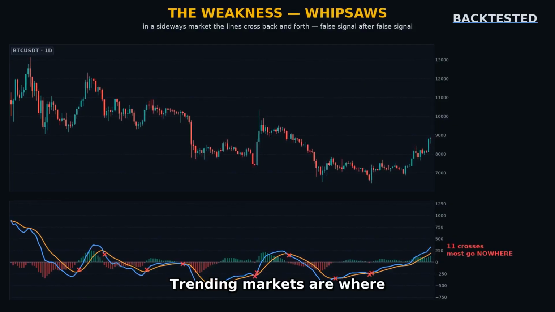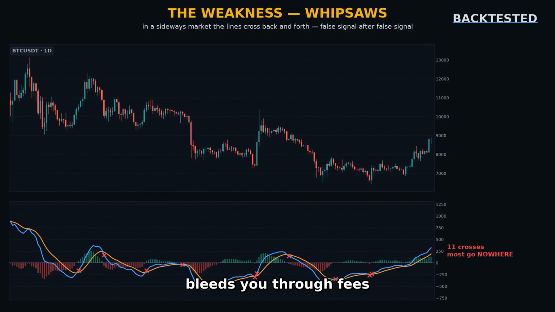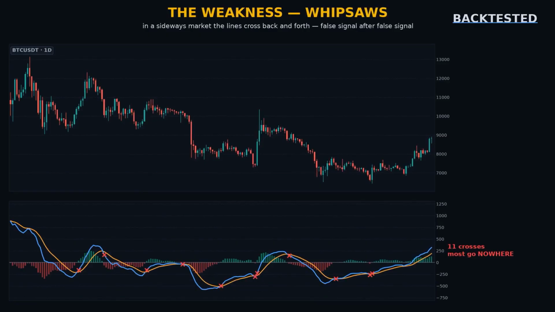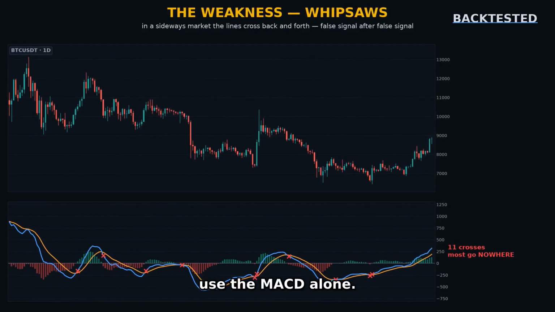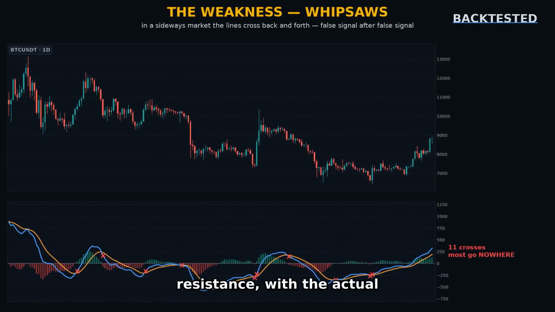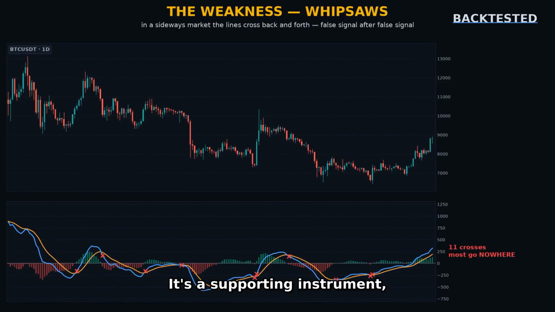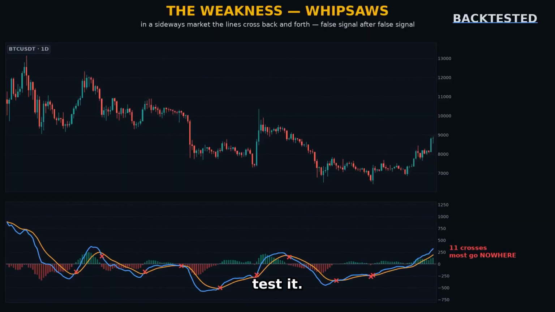Trending markets are where it shines. Ranging markets are where it quietly bleeds you through fees and small losses. This is why every experienced trader learns the same rule. Never use the MACD alone. Pair it with the trend, with support and resistance, with the actual behavior of price. It's a supporting instrument, not a soloist. Keep those two flaws, lag and whipsaw, in mind as we finally test it.